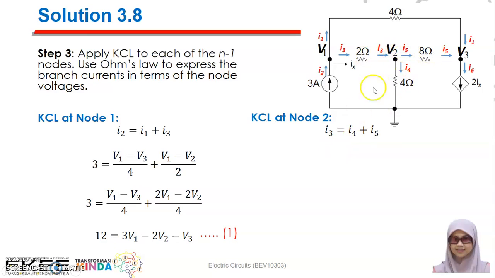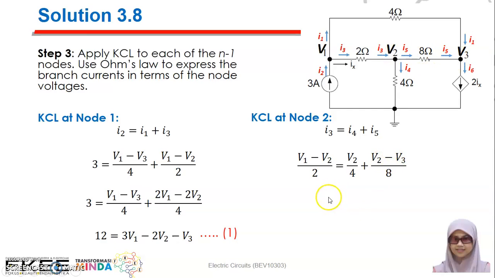Okay, and then after that I3 will be equal to (V1 - V2)/2. For I4, (V2 - 0)/4, so V2/4, plus here (V2 - V3)/8.